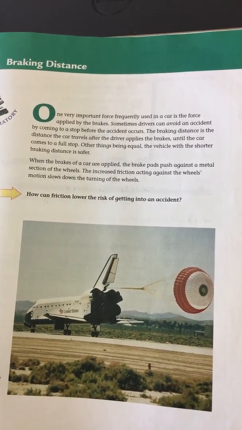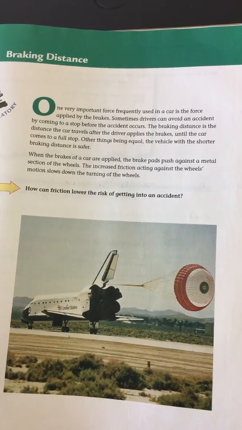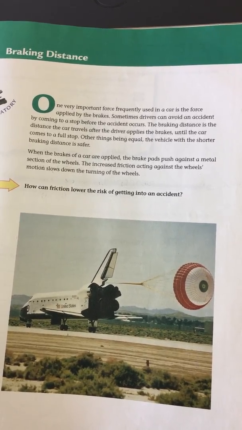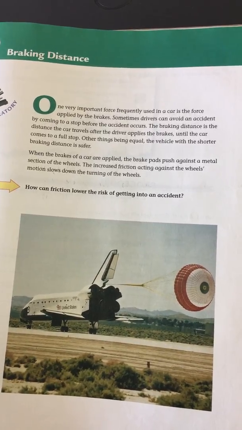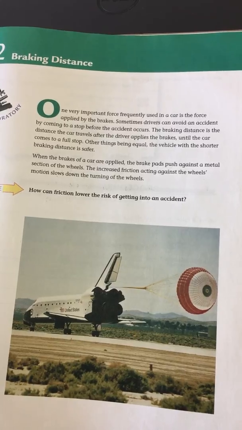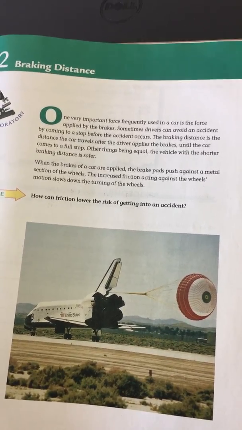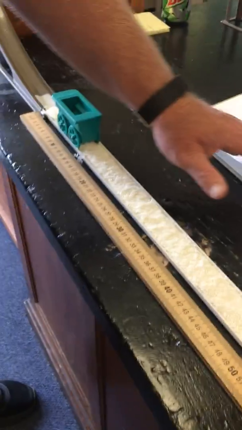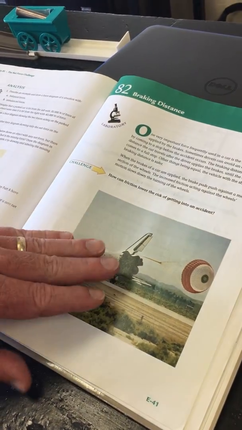When the brakes are applied, the brake pads push against the metal section of the wheel called the rotor. What happens is that the brakes and the rotor act as friction against the wheels, which slows down the turning of the wheels and makes your car come to a complete stop. Our challenge question is, how can friction lower the risk of getting into an accident?